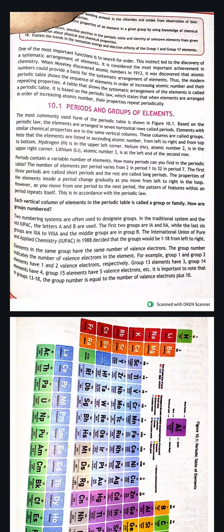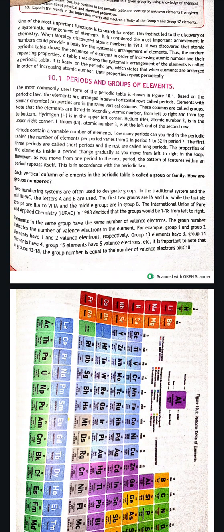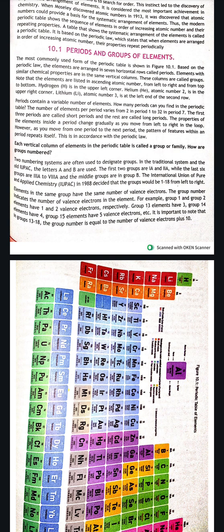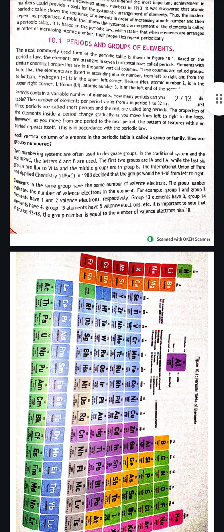The number of elements per period varies from 2 in period 1 to 32 in period 7. The first 3 periods are called short periods and the rest are called long periods. The properties of the elements inside a period change gradually as you move from left to right in the period. However, as you move from one period to the next period, the pattern of features within a period repeats itself. This is in accordance with the periodic law.